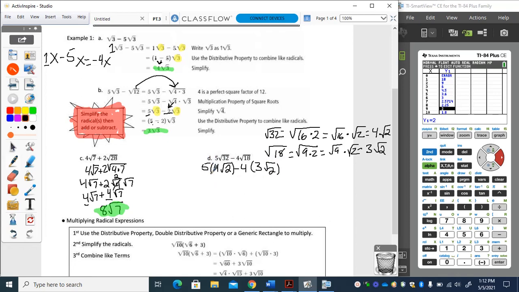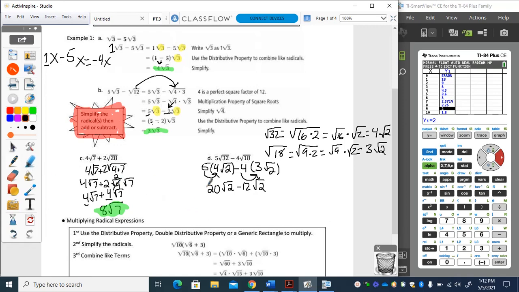Now let's start by, obviously, I bet you all are thinking it, let's distribute. When we distribute, we'll only multiply by the number on the outside of the radical. So what's 5 times 4? Well, that gets us 20 times the square root of 2. And then what's negative 4 times negative 3? Well, that's negative 12 times the square root of 2.